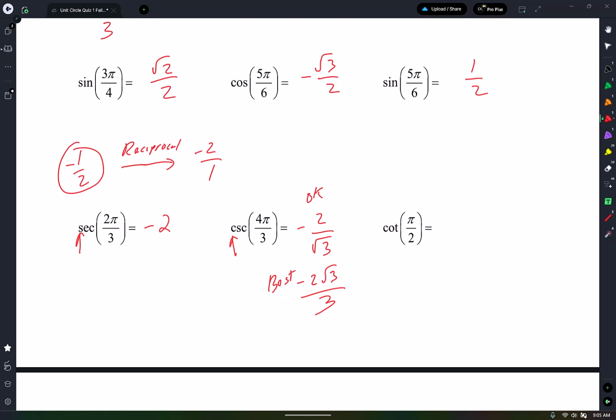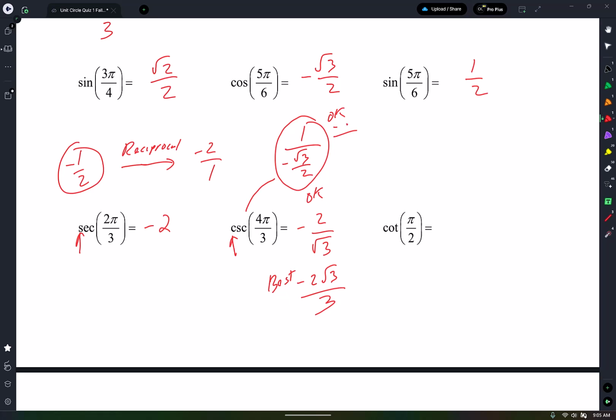You could have also written, and I would have counted it right. Some kids do this. They just go 1 over negative square root of 3 over 2, because sine is negative square root of 3 over 2. I'll probably give you like an awkward emoji and put okay. Because that is correct. 1 over something means take reciprocal. Are we still okay? All right.